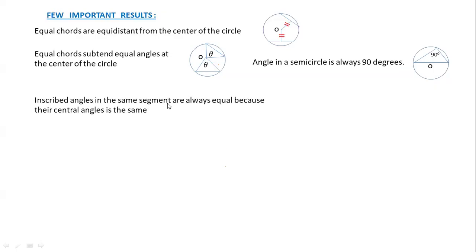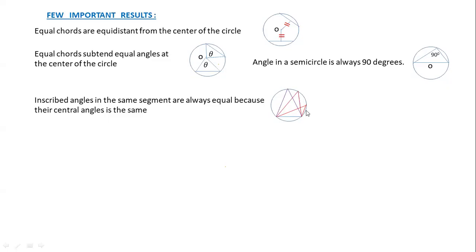Inscribed angles in the same segment are always equal because the central angle is the same. There is a circle, there is a chord, and an inscribed angle. You can draw one more inscribed angle. All these inscribed angles have the same degree measure, they are equal.